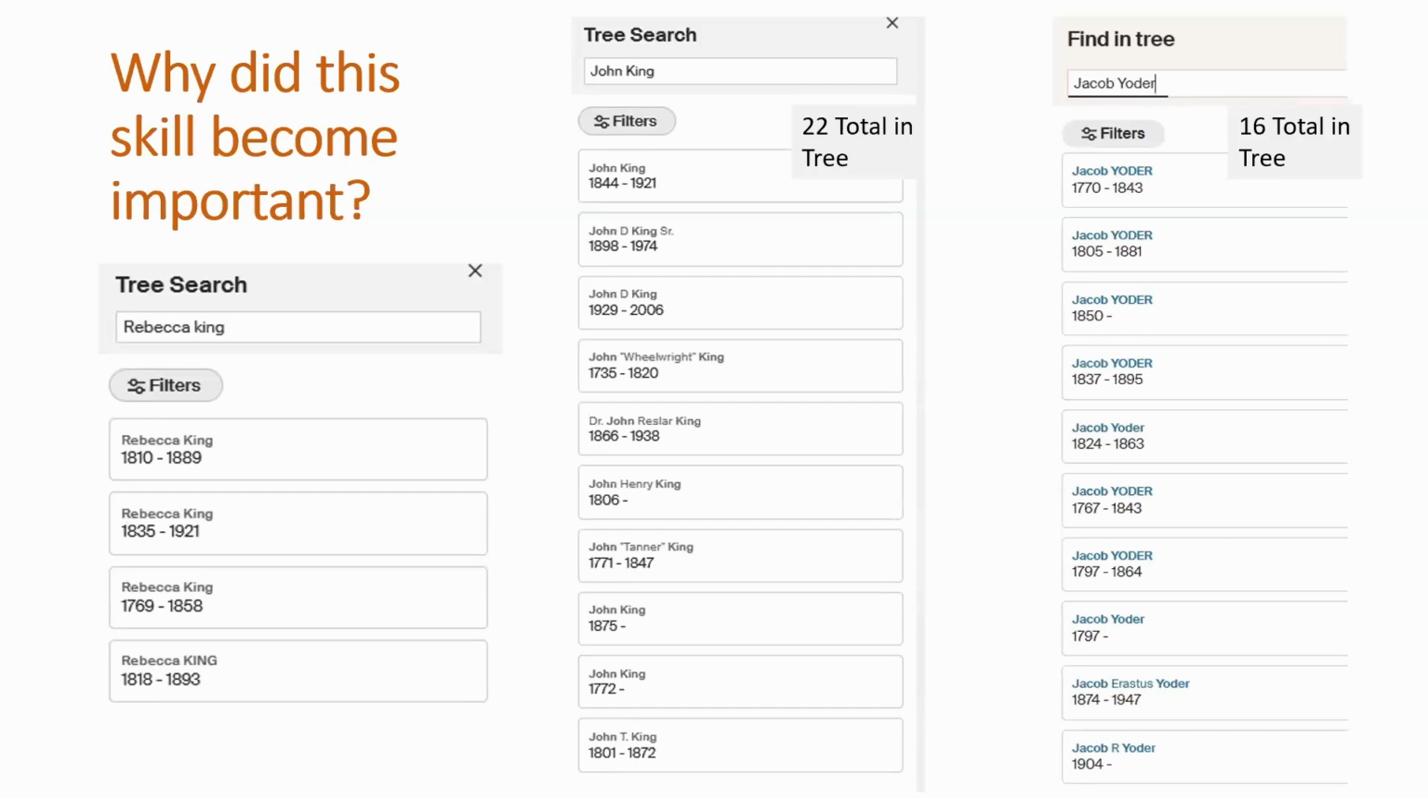And finally, I also have 16 Jacob Yoders. Again, you're only seeing 10 of them here, but you can get accustomed to the fact that I've had experience having to distinguish these individuals.